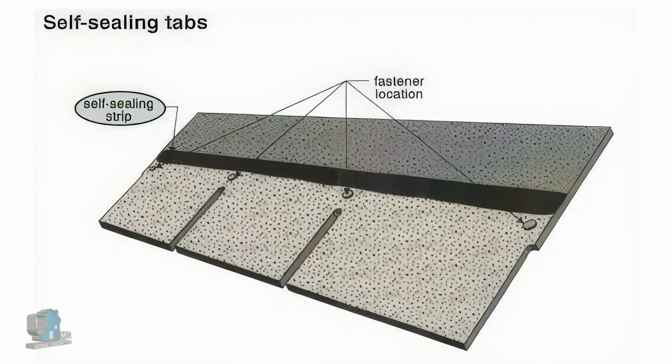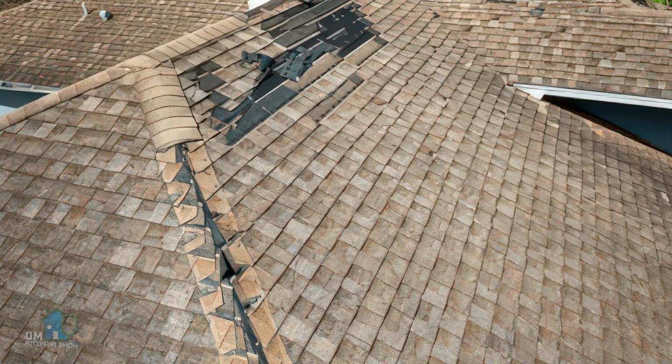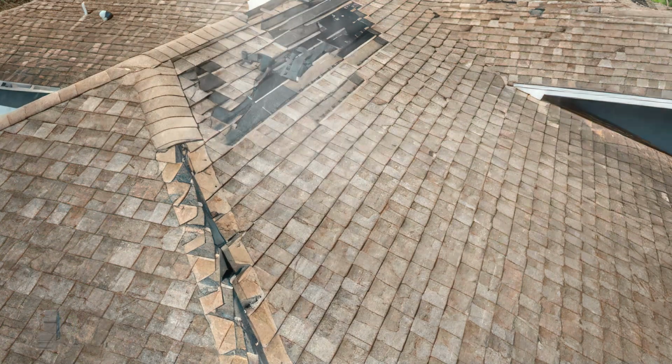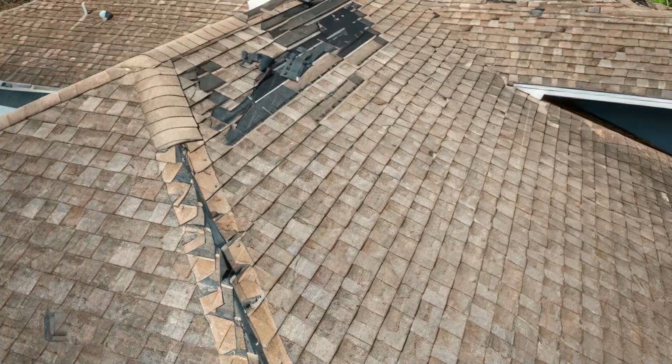They consist of 3 tabs and are nailed on the roof. They also have a self-sealing strip across the shingle. The shingles overlap, so this bonds the bottom edge of each shingle together to prevent wind uplift. Failure of the sealing strip can result in missing shingles because of high winds.